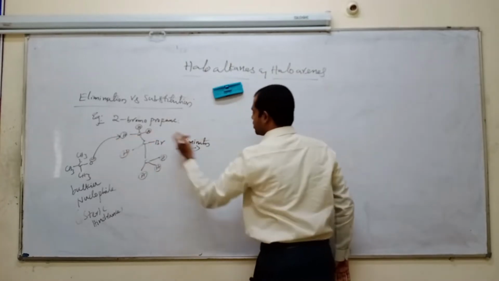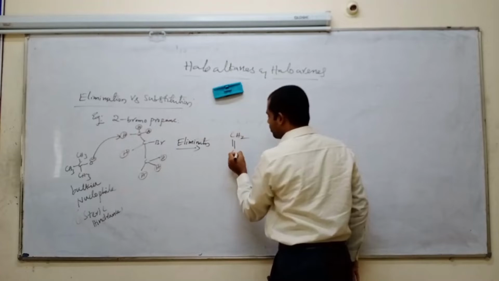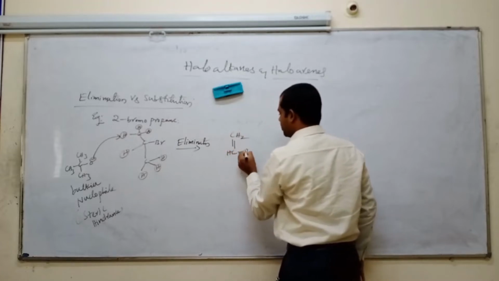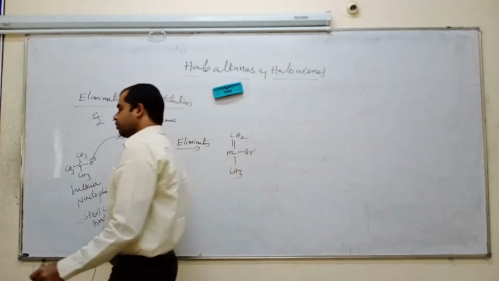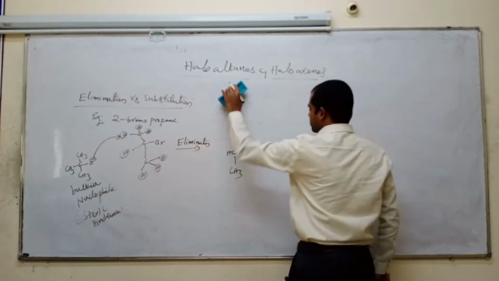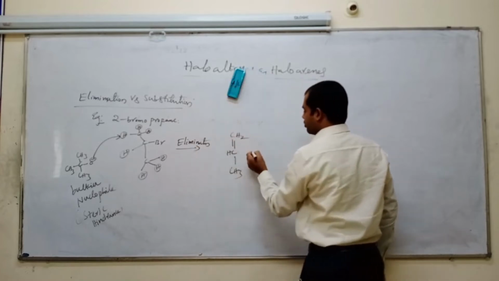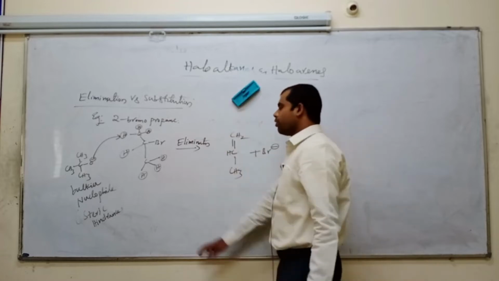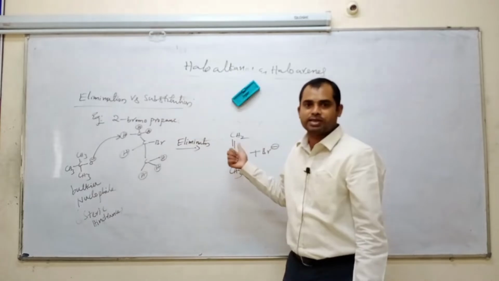One proton is removed, CH3 becomes CH2, and the single bond becomes a double bond. They form CH2 double bond CH, single bond CH3, and bromine can be outside as bromide. So when a bulkier nucleophile reacts with 2-bromopropane, elimination always takes place.